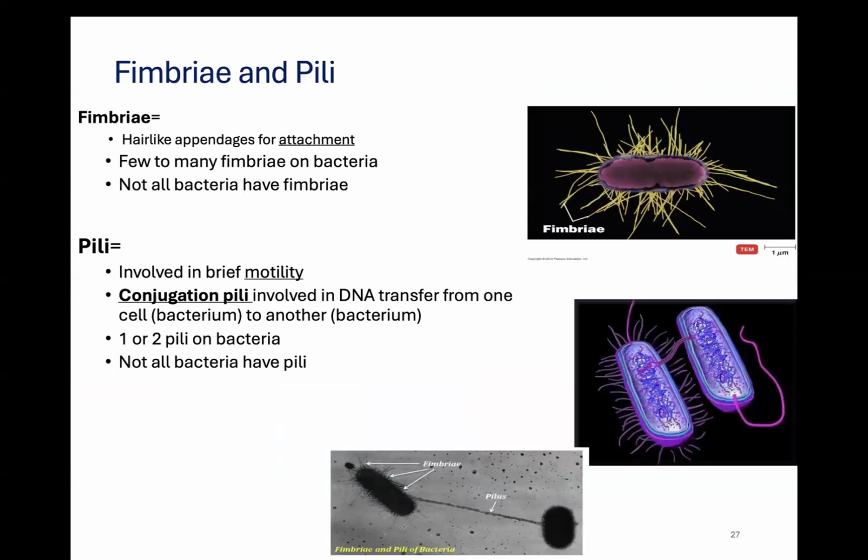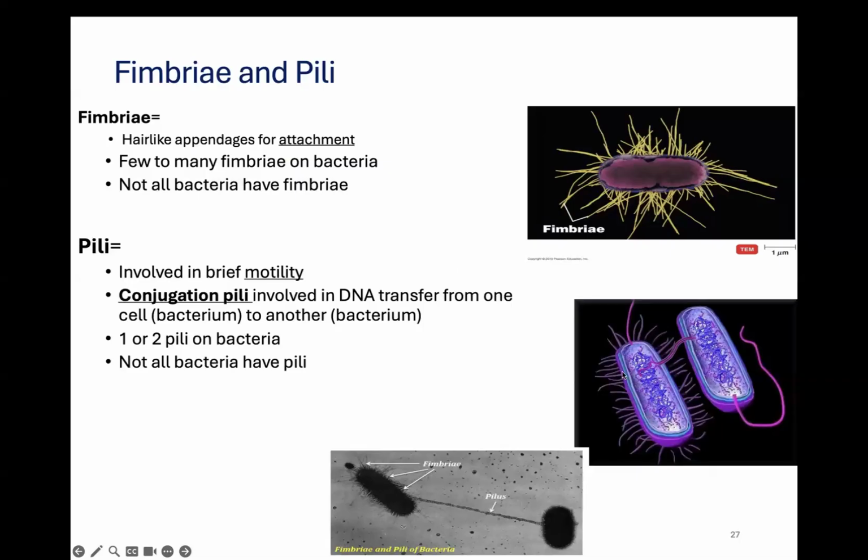So Fimbriae are these short hair-like structures found on the surface of many bacteria. So are pili. They may or may not be present. And Fimbriae are primarily used for attachment. So bacteria use Fimbriae to stick to surfaces like our own tissue, which is important for infection. For example, there's a bacterium called Neisseria gonorrhoeae, which causes gonorrhea, which is a sexually transmitted infection. And these bacteria use their Fimbriae to attach to someone's urogenital tract, and they cause gonorrhea. So that's what Fimbriae is for, mainly for attachment to host tissue.